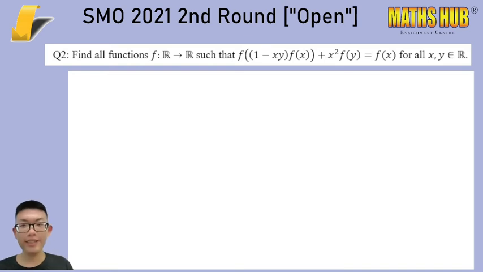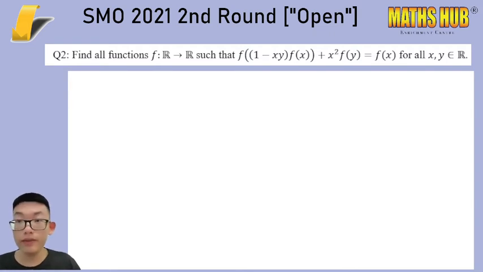Hello everyone, this is the second question from the second round paper last year. It is a functional equation and there is a little trap that is going to be pretty prominent in the middle. So I'll talk about that when we get there. For those of you who have not really handled functional equations that much, there are just a few tips that I can highlight along the way.